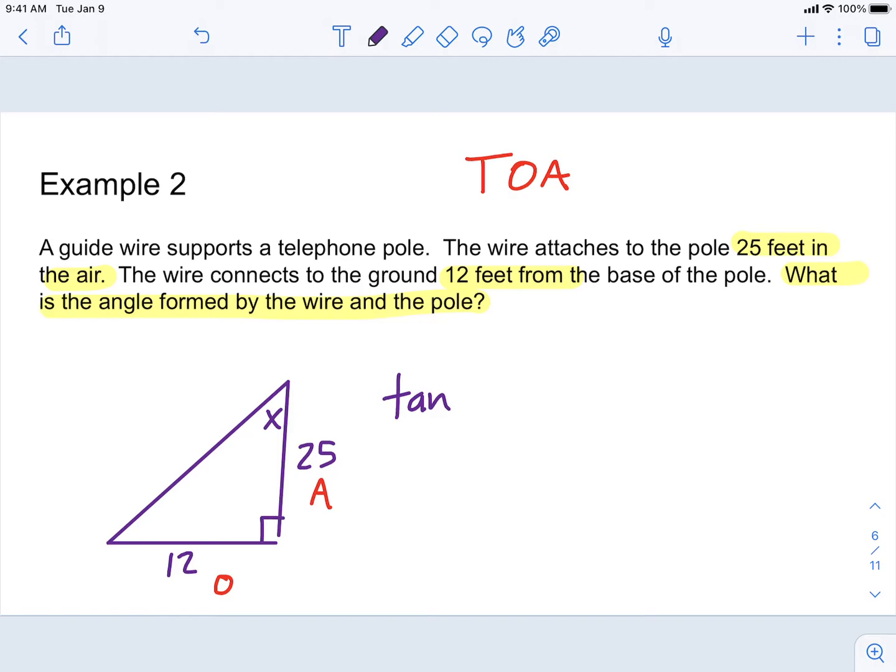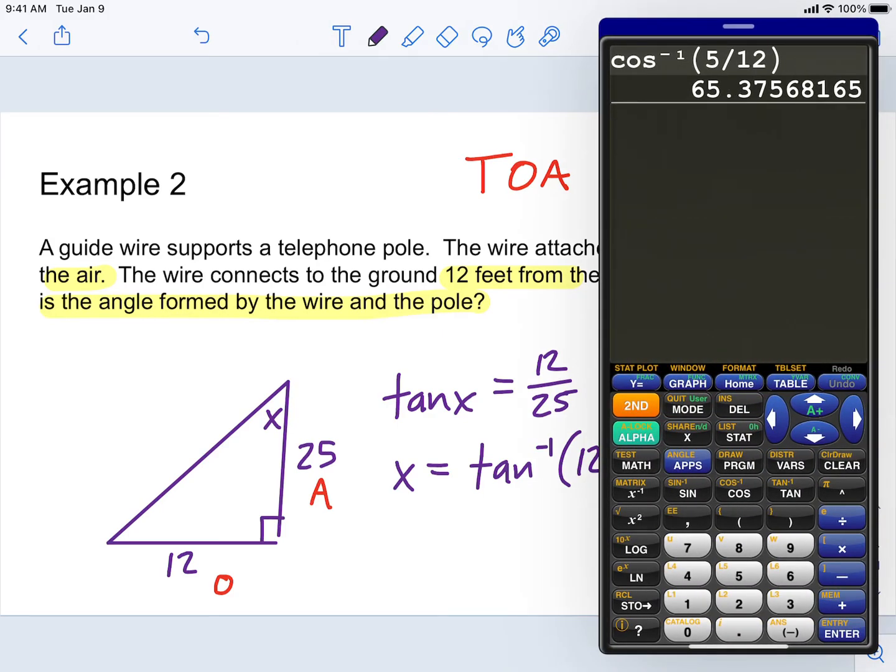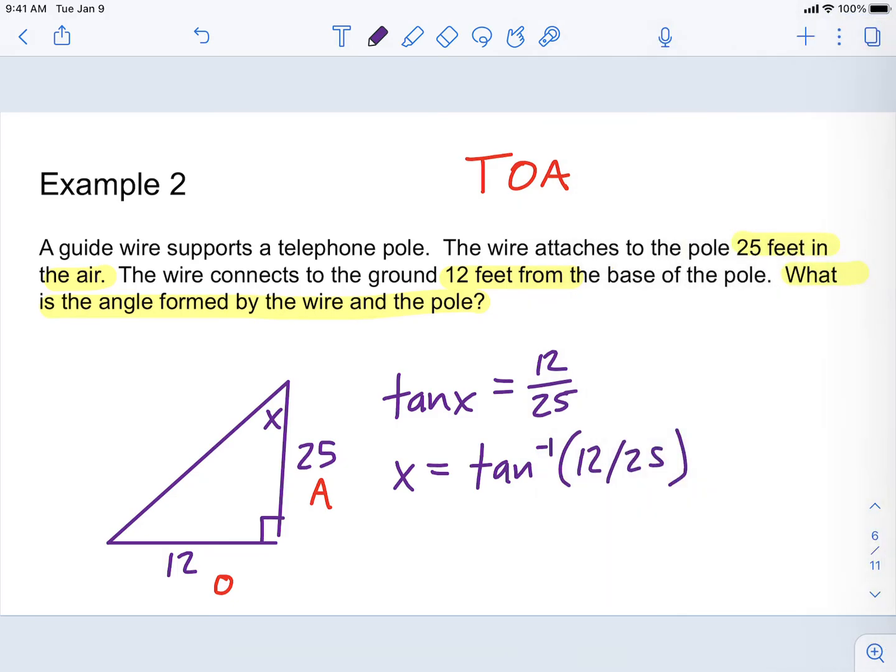So tangent x is equal to opposite over adjacent. And now to solve this, I'm going to use inverse tangent. So go to my calculator, second tangent, and about 25.6.